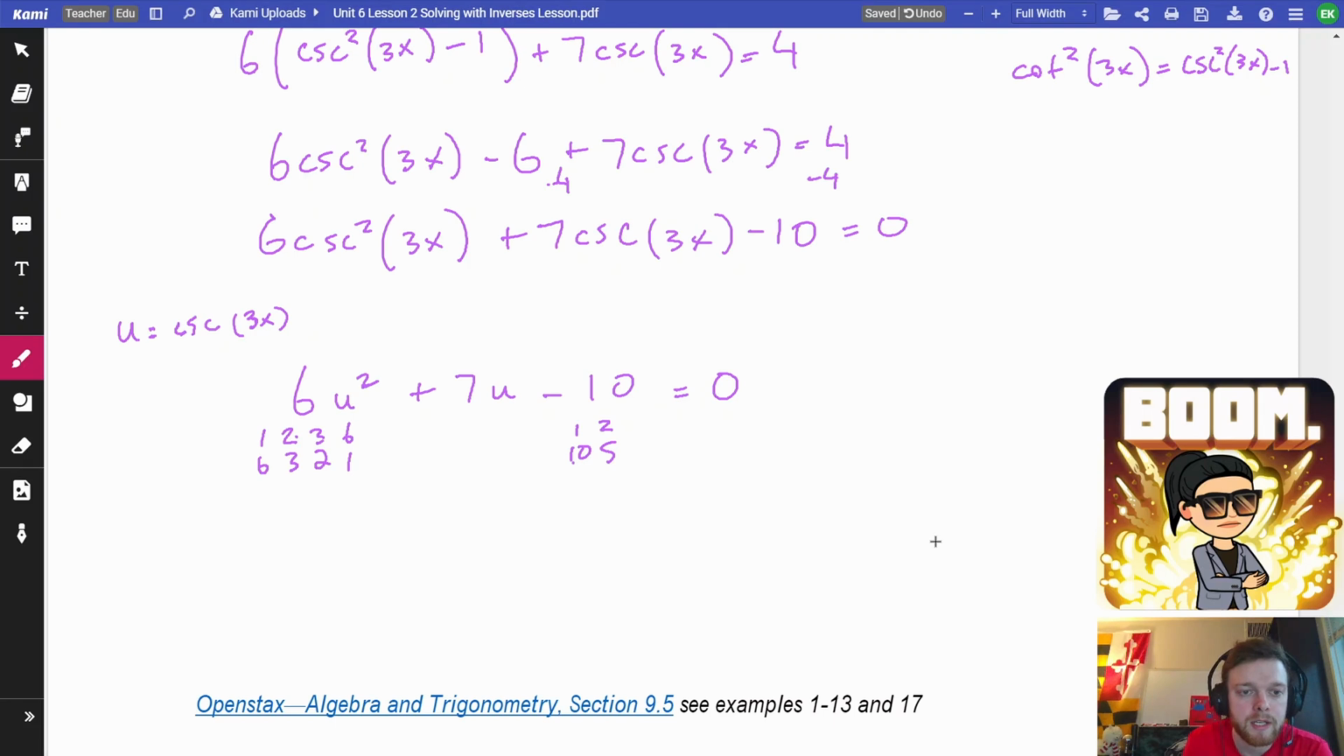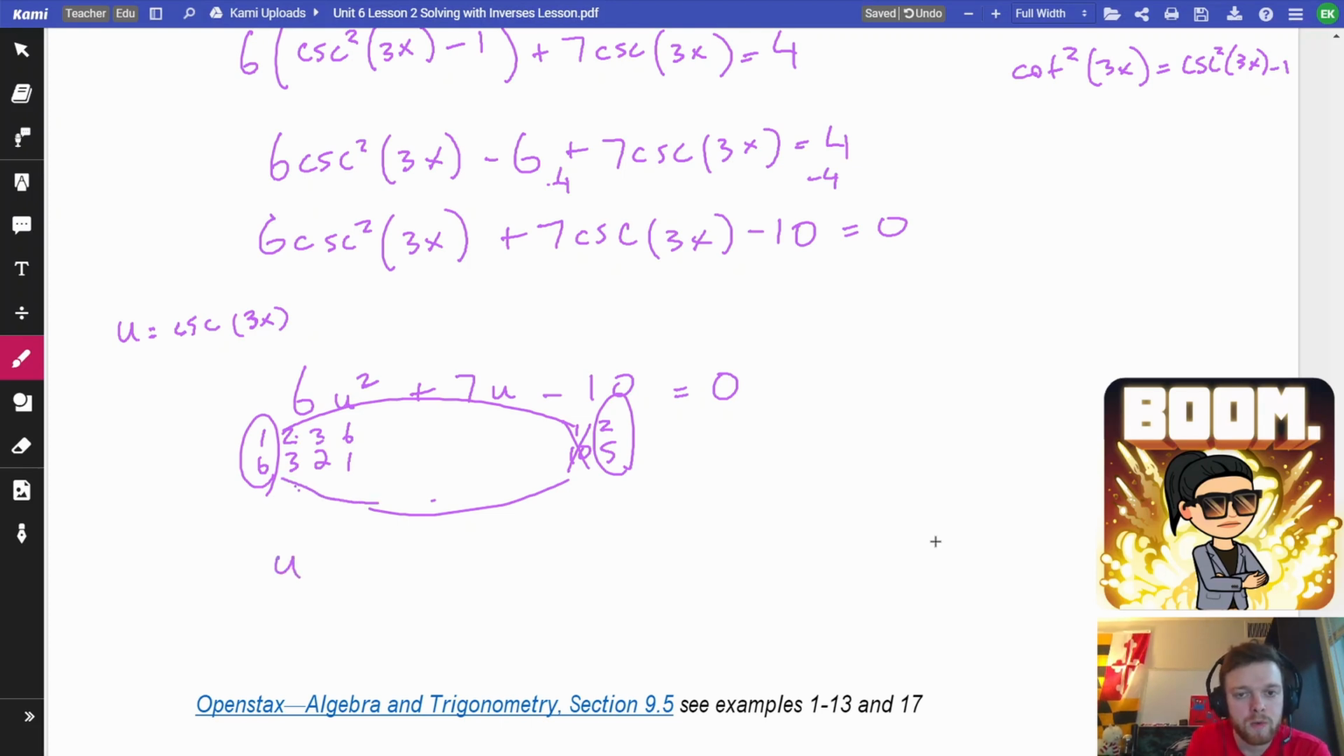20 and 3 does not give me 7. 30 and 2 does not give me 7, and 60 definitely not. So it's not going to be this. Let's see. 5 and 12. I think 5 and 12 is going to give us 7, because 12 minus 5 is 7. And we have a negative here, so we're going to have an opposite sign. I believe that's it.